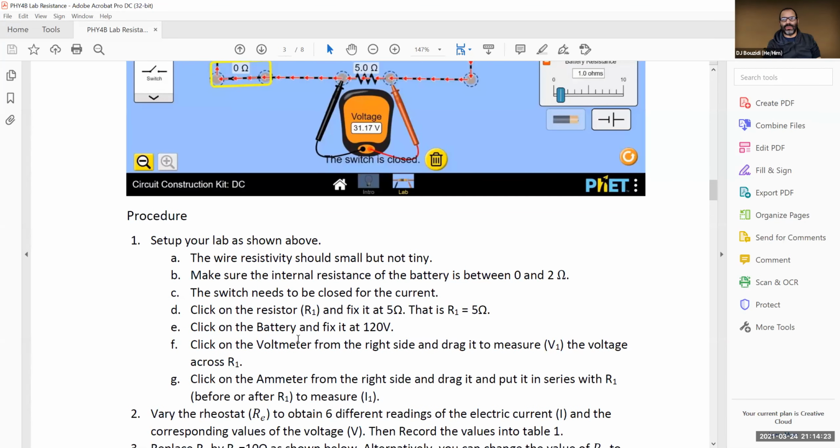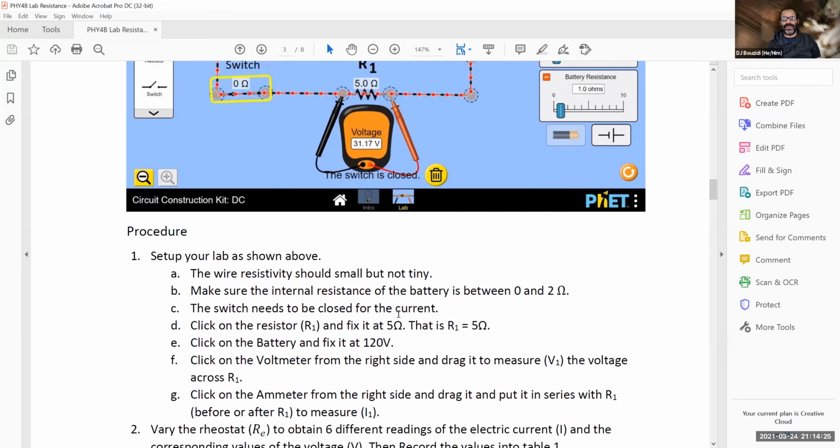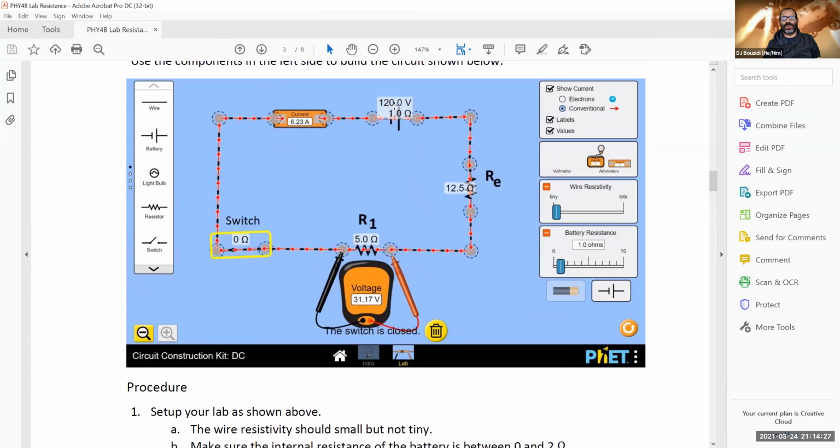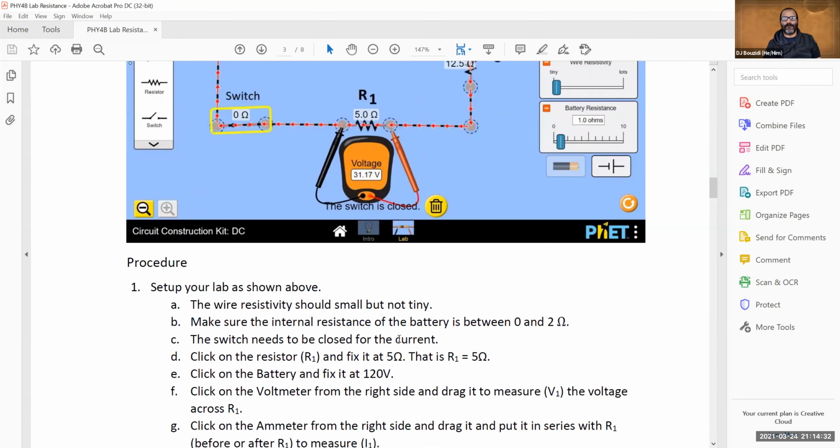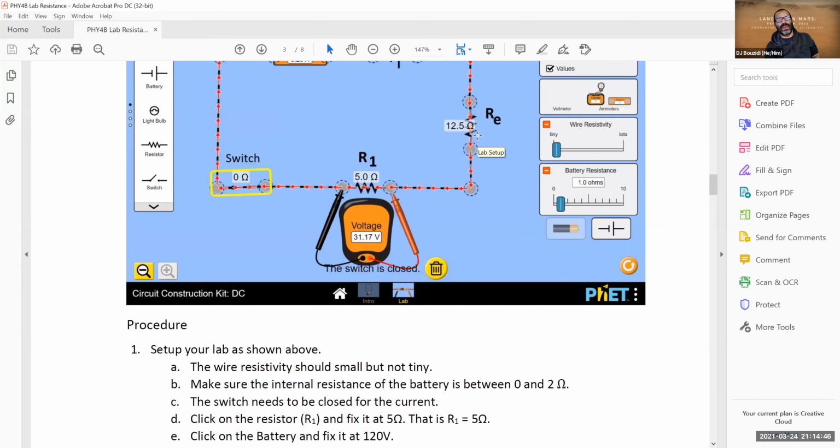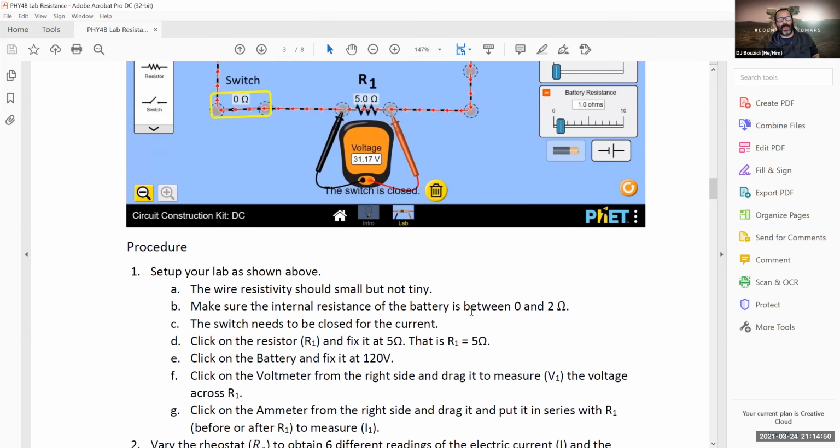That is R1 is equal to 5 ohms. Click on the battery and fix its voltage to 120 volts. So this needs to be a 120 volt power source, okay? In practice, this is too much of a voltage, by the way. If we're doing this in the lab, we do 6 volts, we do 12 volts, but 120 volts is a lot of voltage in there, okay? So you start smelling things in there, unless this resistor is a very high resistance, but it is not clearly in here. So this is an idealization, if you wish.